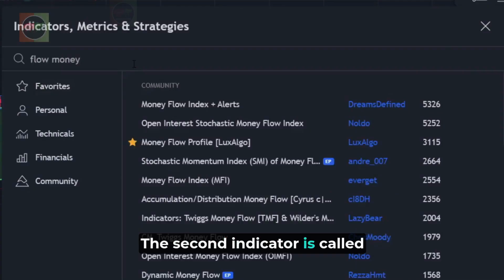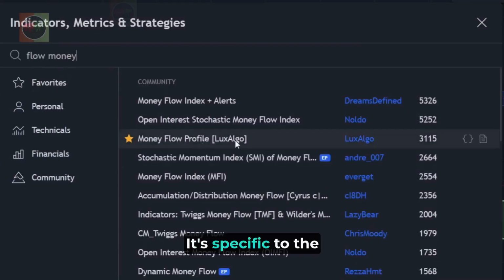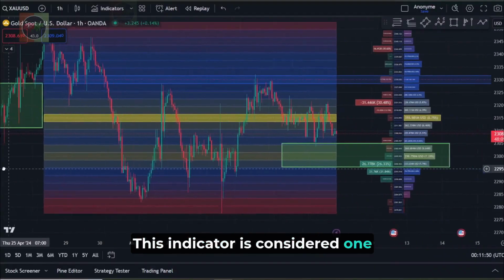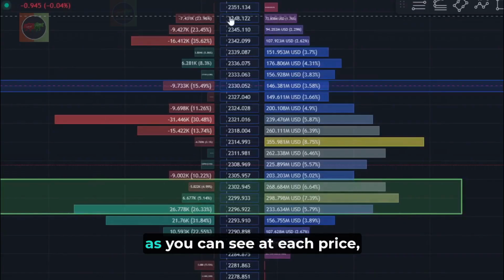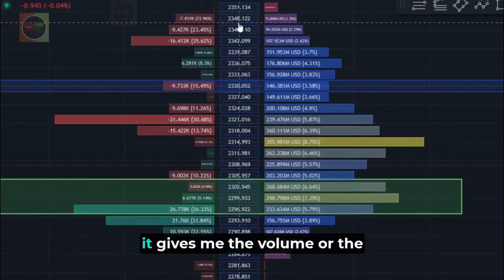The second indicator is called Money Flow Profile. It's specific to the LuxAlgo platform. Clicking on it automatically adds it to the chart. This indicator is considered one of LuxAlgo's newest indicators. If we zoom in a little bit, as you can see, at each price it gives me the volume, or the exchange volume, or the volume of buy and sell transactions at each price.